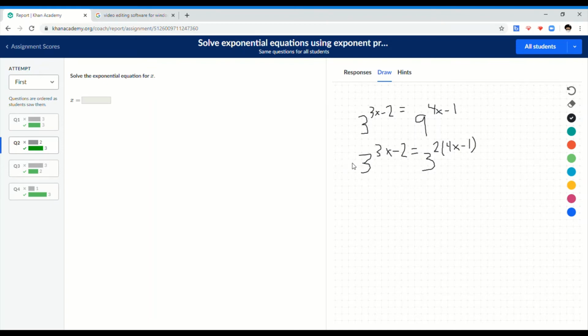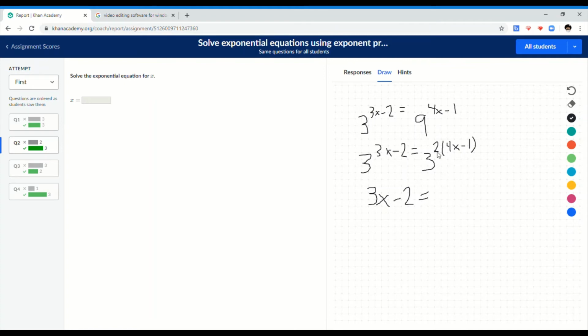If you need further video evidence of that, you can Google log properties, or you can look at the question 1 video, and just know that when you have the same base, you can cancel out those bases and go 3x minus 2.